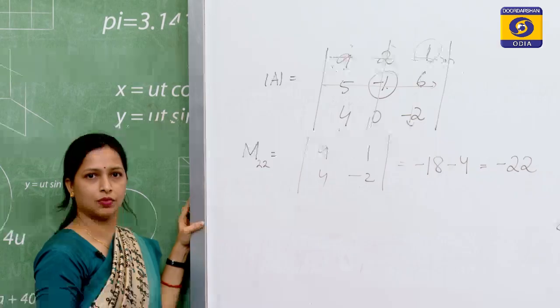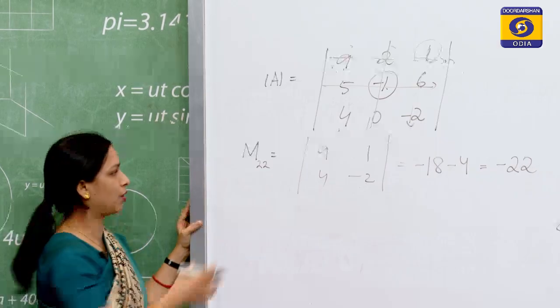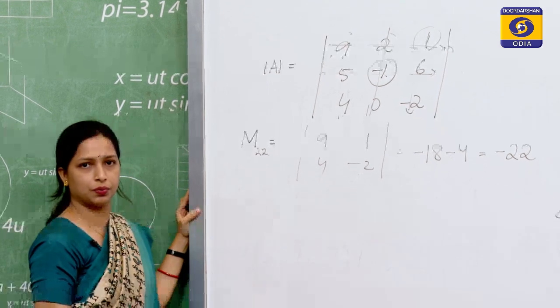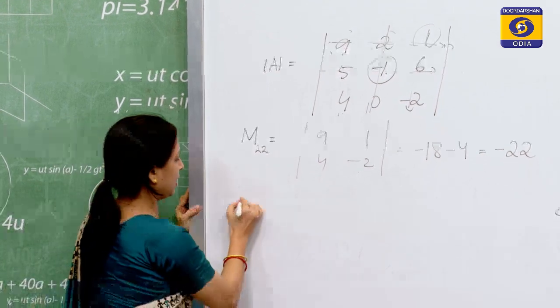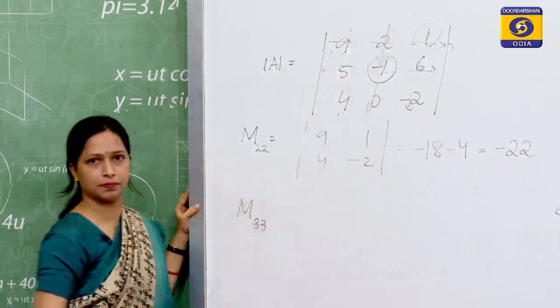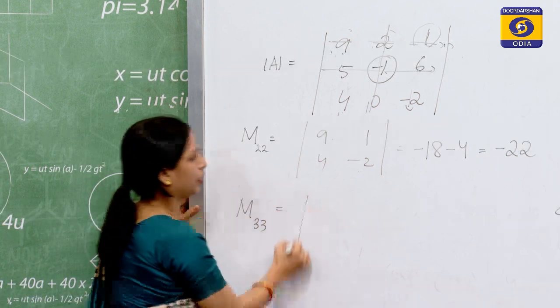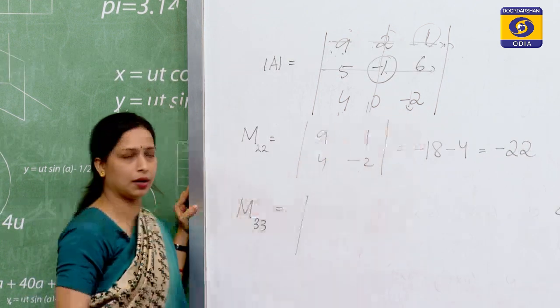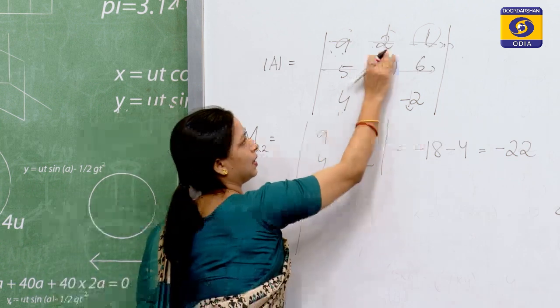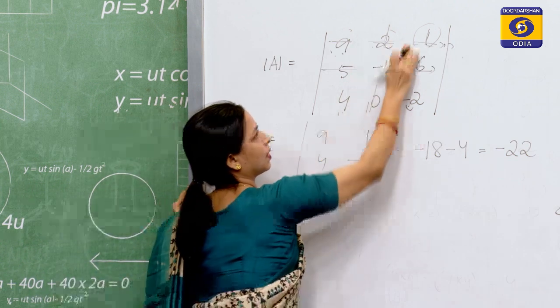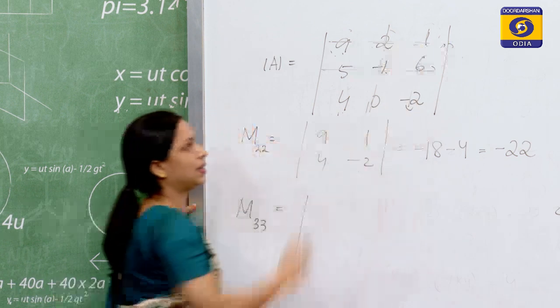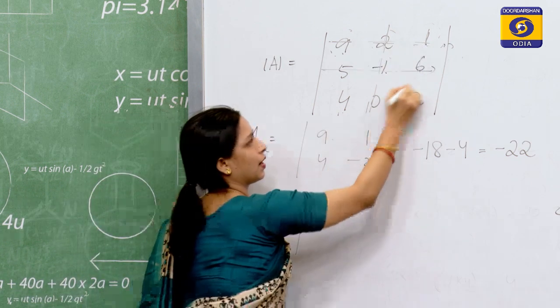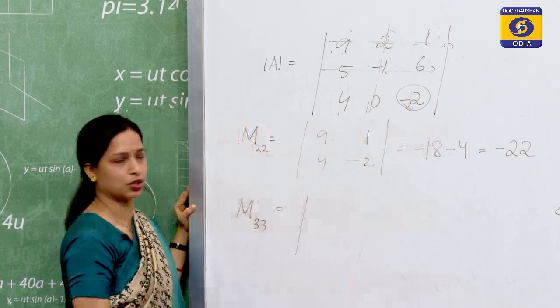Minus 22, right. So, this is the minor of A22. Similarly, let us say M33. M33 means third row, third column, that means where is the element? The last element, isn't it? In an order 3, the last element is A33. So, you have to find out the minor of here, minus 2.